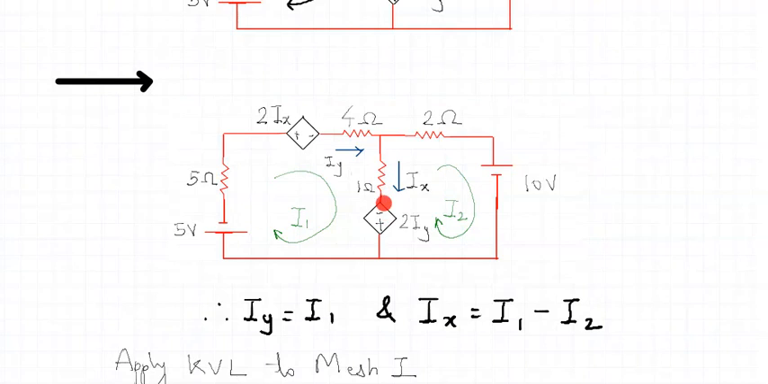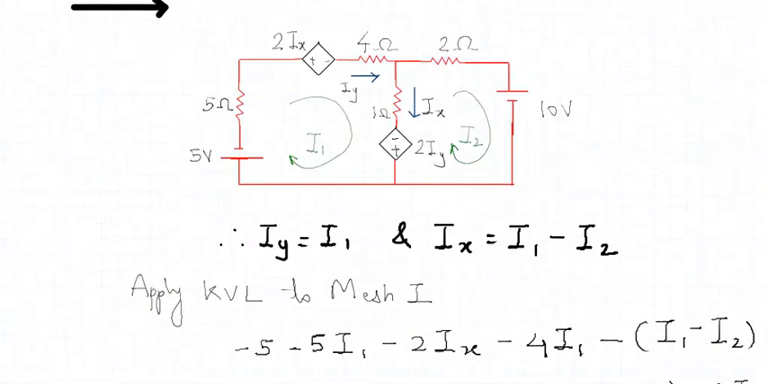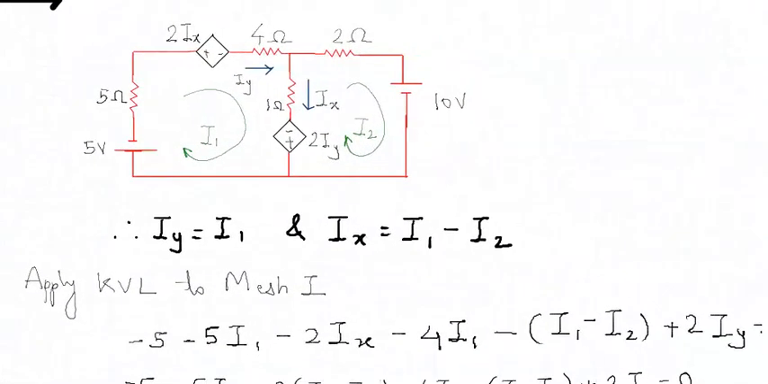Then I come to the next dependent source. Now look at the polarity here. The polarity here is minus to plus, so I have to add this particular voltage. This is a rise in the voltage, so plus 2Iy is equal to 0. So see how your mesh equation is turning out to be. I have shown it here.